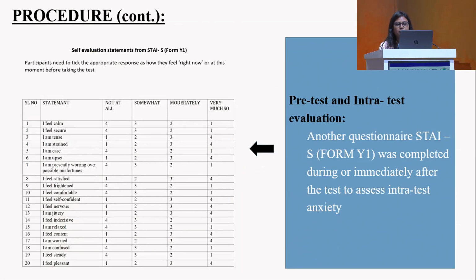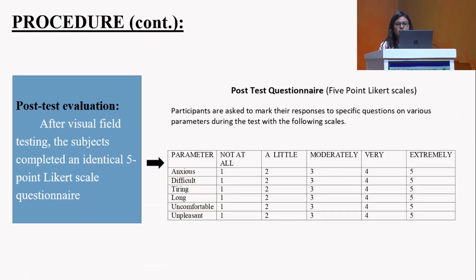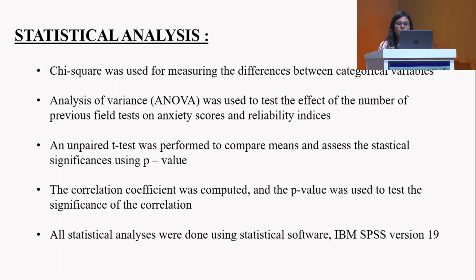Immediately after completion of the test, or in between the test, they complete another form, the Y1 form, which measures the intertest anxiety. After completing the test, they fill in the post-test questionnaire, which describes the test as anxious, difficult, tiring, long, uncomfortable, or unpleasant. After collection of the data, we undergo statistical analysis, in which the statistical software IBM SPSS version 19 was used.